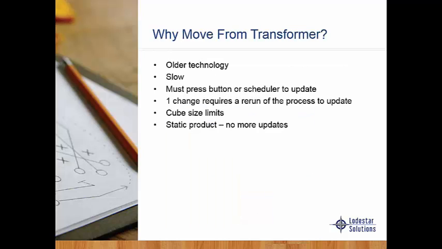So what we're here to do is talk a little bit about why we would move from Transformer. As I've stated a couple times, it's older technology. It is slow, so some of you know the pain of having to make a change in a particular model and having to press that button and wait for it to process through. Those of you who are familiar with enterprise planning, it's similar to the go to production process. So you have to rebuild the cube every time you want to make a change, which when you're initially modeling can be very frustrating, very time consuming.